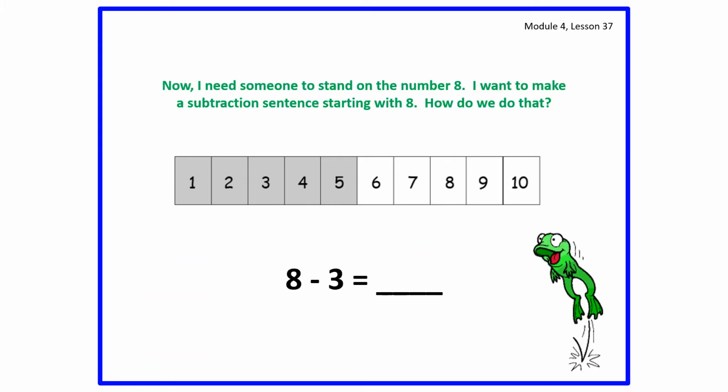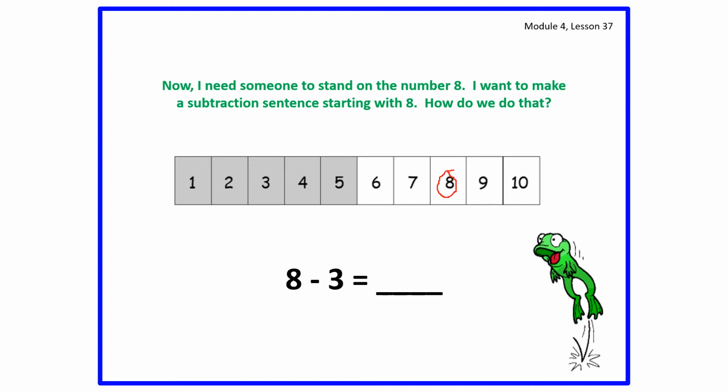Now we need someone to stand on the number 8. Let's pretend that we have a number path at home. We have a number 8. I'll circle it so that we can see where we are. I want to make a subtraction sentence starting with the number 8. How do we do that? Do I add or take away? Well, I think that we take away because when we subtract, we take away.